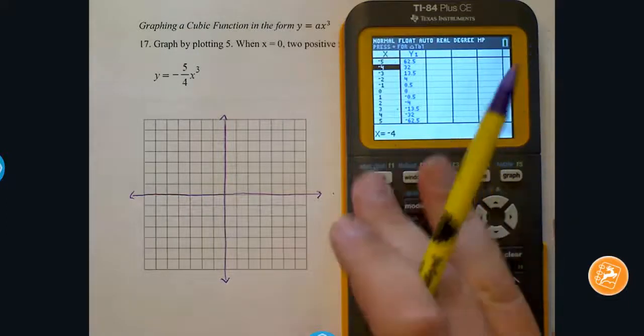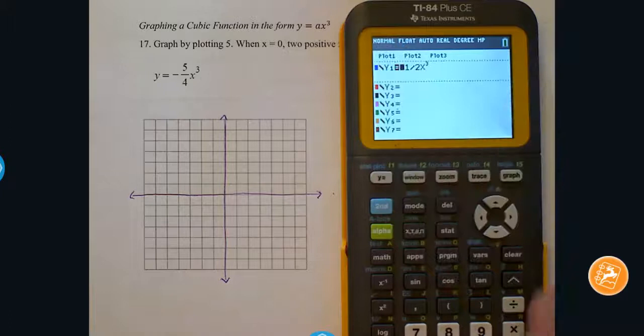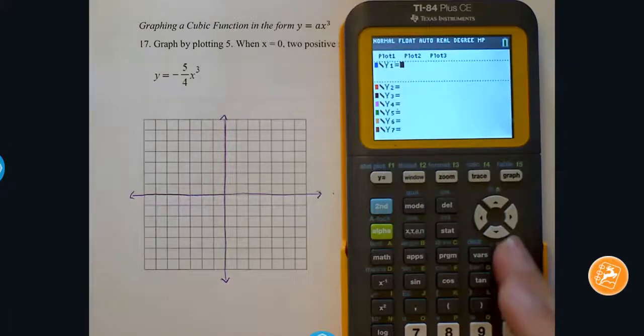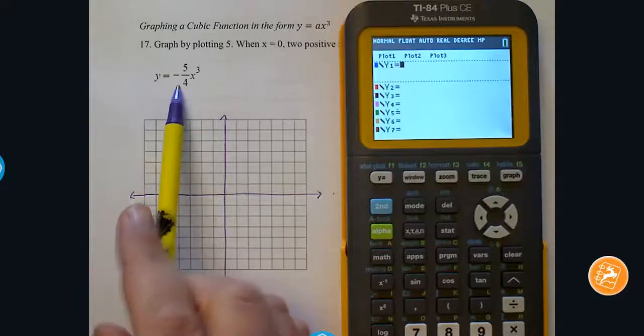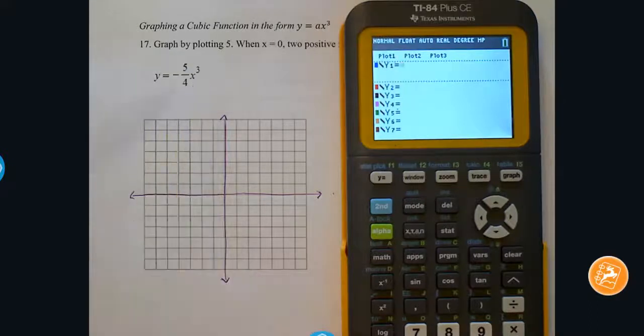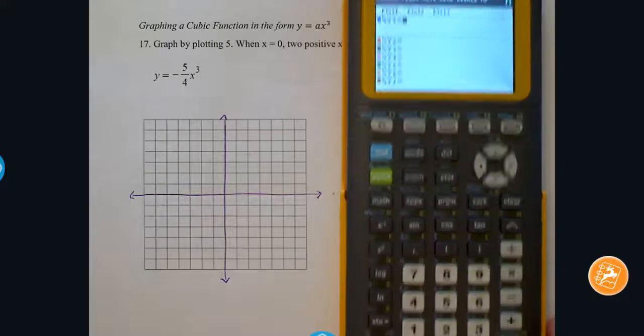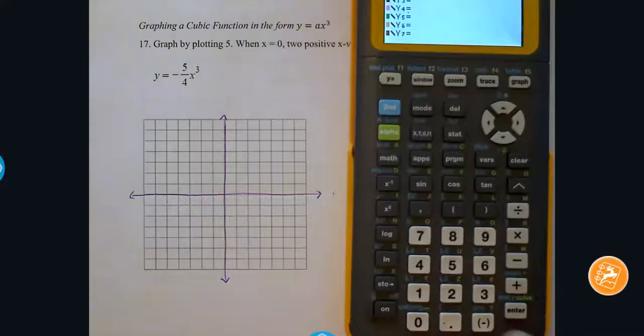So what we're going to do is go into y equals, and in y1, we are going to enter y equals negative 5/4 x to the third. Now we do this by clicking the negative button here. It's very important that you use the negative button and not the subtraction button.